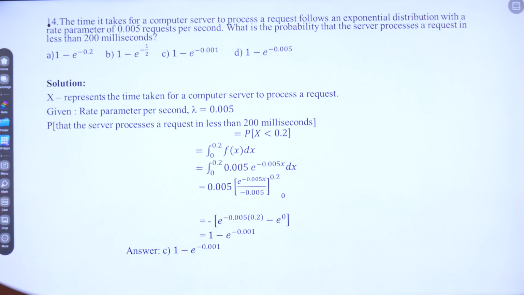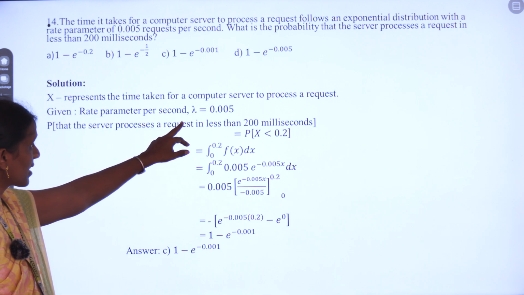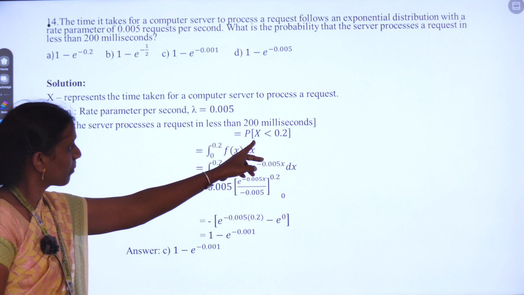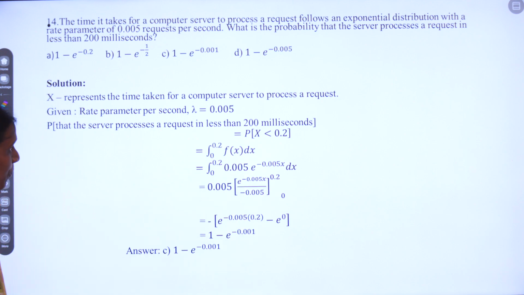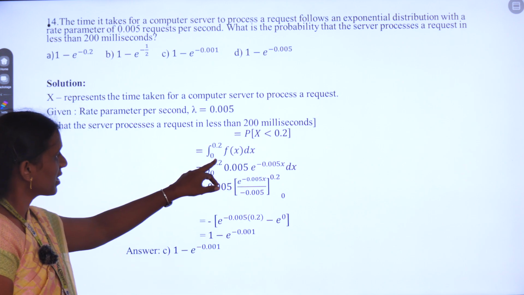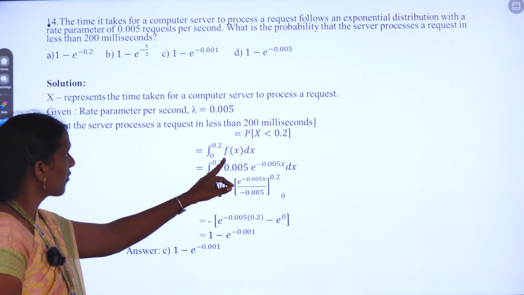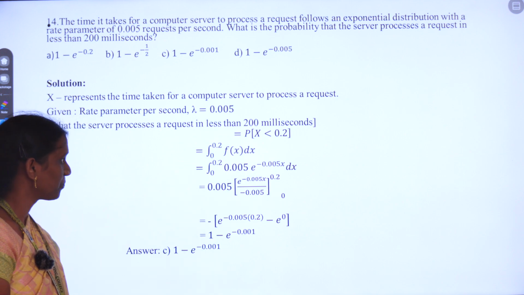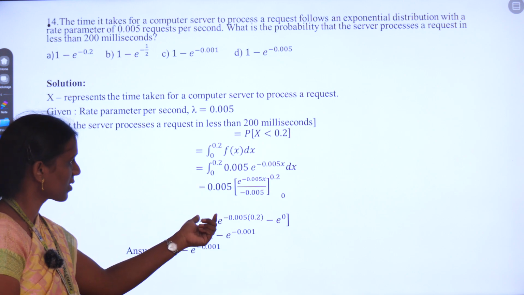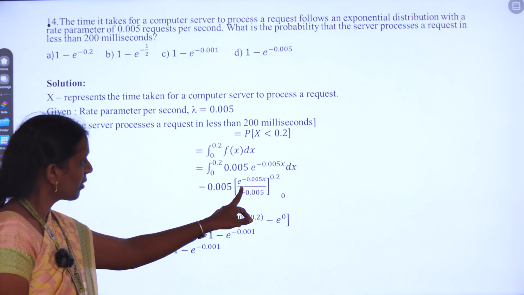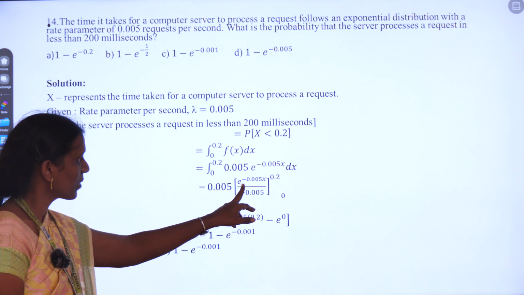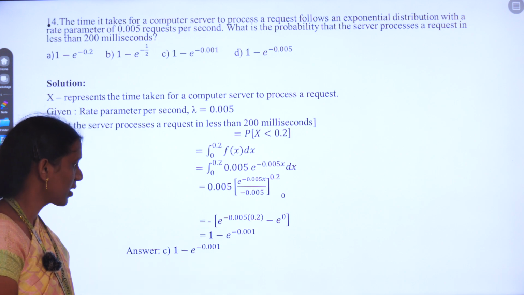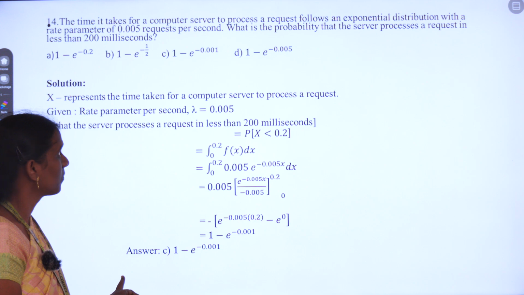Here the rate is given in terms of requests per second, and here milliseconds is given, so we have converted this into seconds. Therefore, probability of x less than 0.2. For x less than, we have to use the formula integral of f of x dx. So f of x is lambda into e power minus lambda x, with lambda value 0.005. Before integration, take this constant outside. Apply the formula: integral of e power minus ax is e power minus ax divided by minus a. On substitution of the limits, we have 1 minus e power minus 0.001. So this is option C.